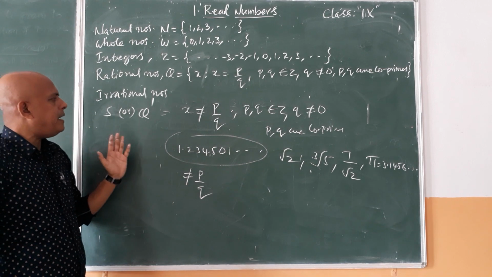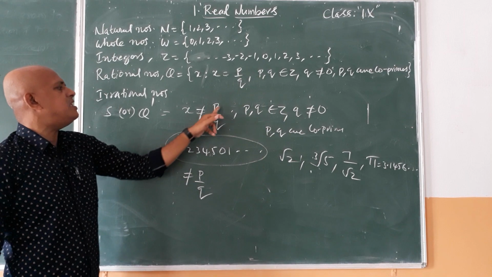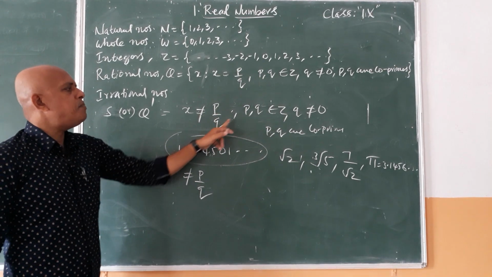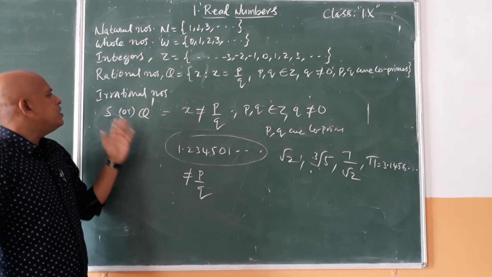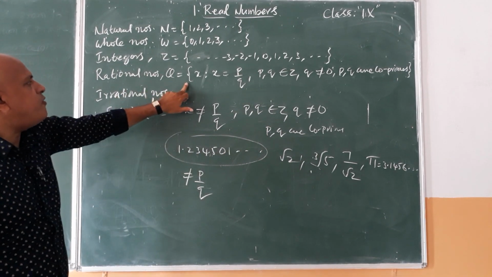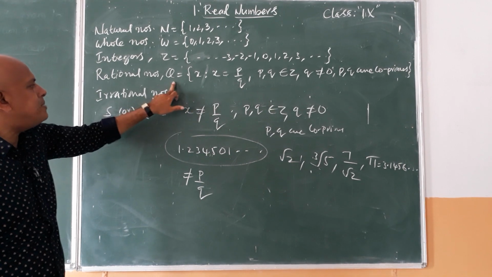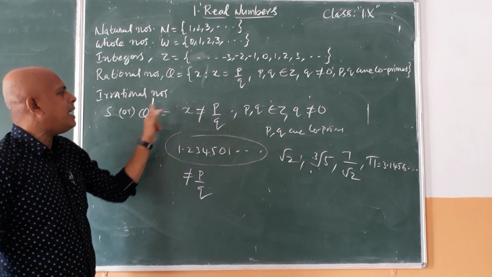So again I will repeat: what do irrational numbers mean? The numbers which cannot be expressed in the form of p by q, where p and q are integers, q not equal to 0, and p and q are co-primes, are called irrational numbers. The numbers which can be expressed in the form of p by q are called rational numbers. The numbers which cannot be expressed in the form of p by q are called irrational numbers.